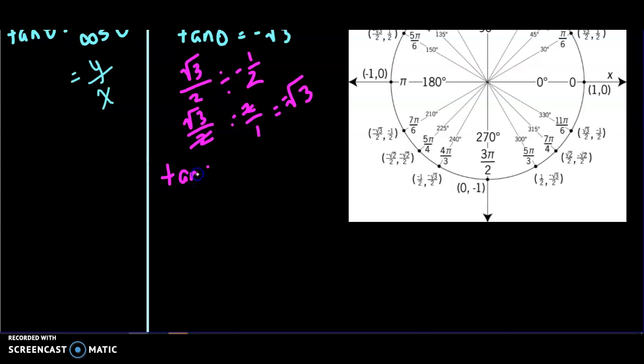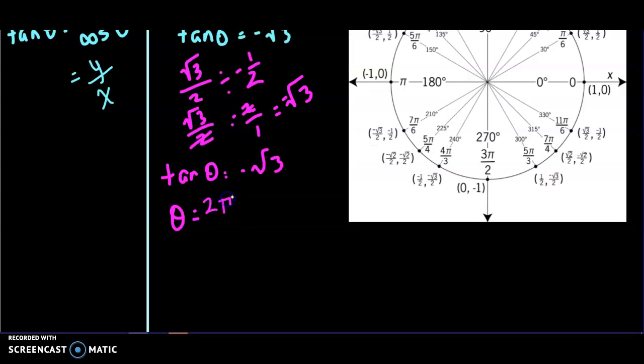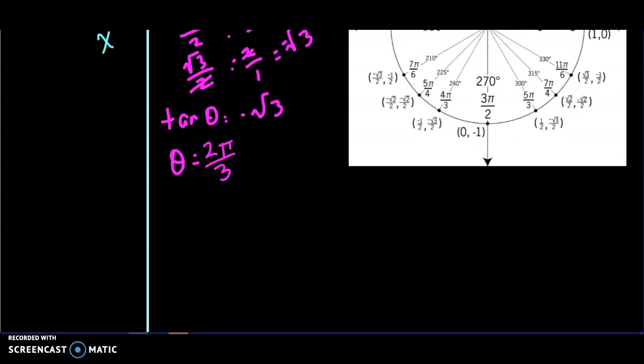So tangent theta, one of the cases would be theta is equal to 2 pi over 3. I'm going to write that more clearly. So 2 pi over 3, right? That's one of the cases. Let's look for the other case.